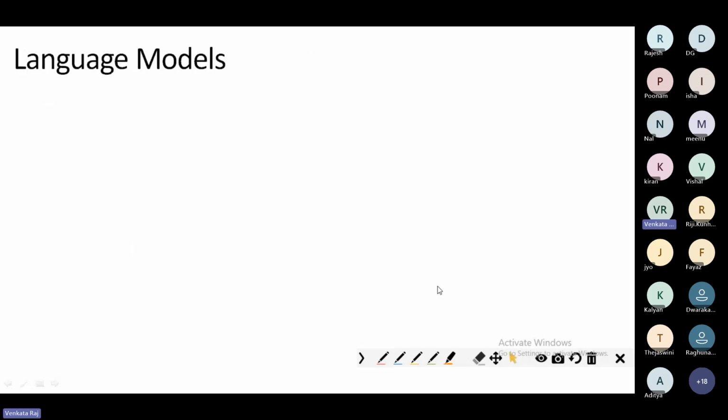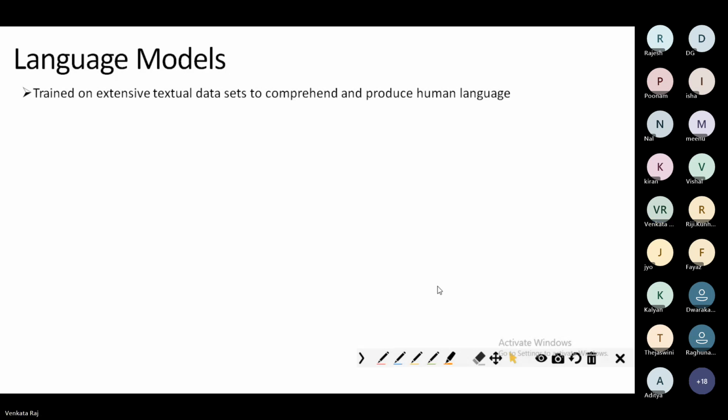So we are going to basically focus on the language models, everyone. We are going to focus on the different types of language models. As I told you, language models are trained on large sets of data. Based on the training, or based on the data set, whatever they have been trained on, their output will be generated.